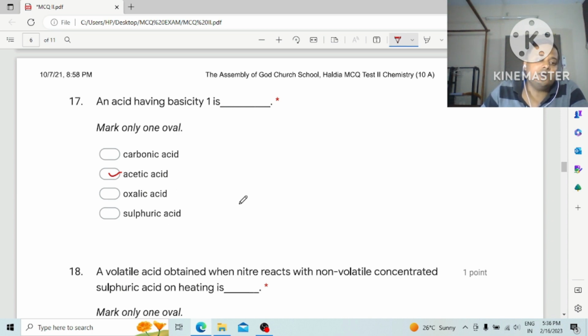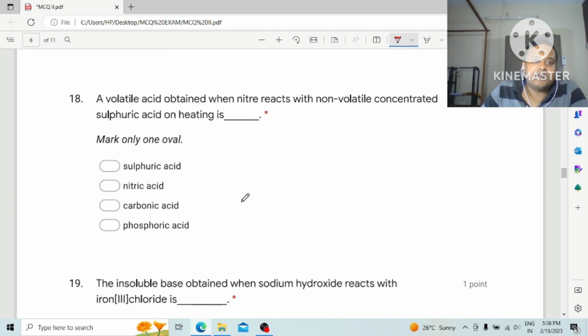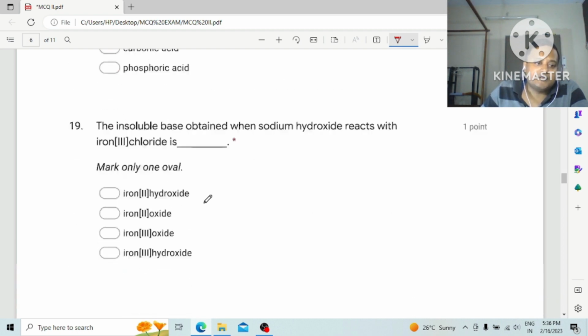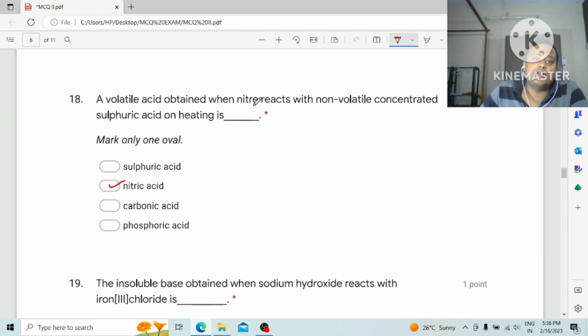Oxalic acid, COOH-COOH, is dibasic. Sulfuric acid is also dibasic. Volatile acid obtained when nitre is used: nitre means a nitrate salt. Actually potassium nitrate and sodium nitrate are called nitre. So which acid? Nitric acid. In the lab preparation of nitric acid, you will get that term, nitre.